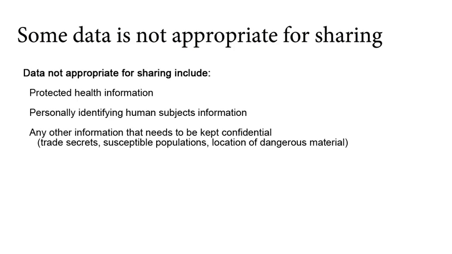Some kinds of data are not appropriate for sharing, and it is important to consider whether your data should be secured or private. Examples of data that must be kept private include protected health information, personally identifying human subjects information, and any other information that needs to be kept confidential.